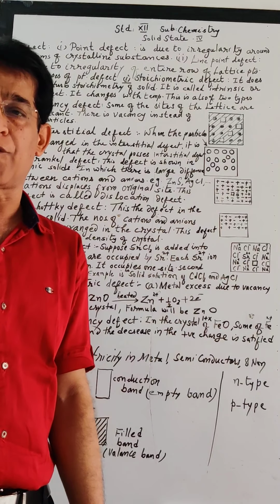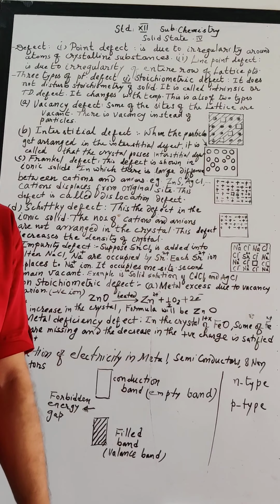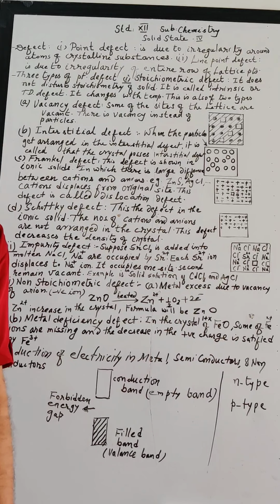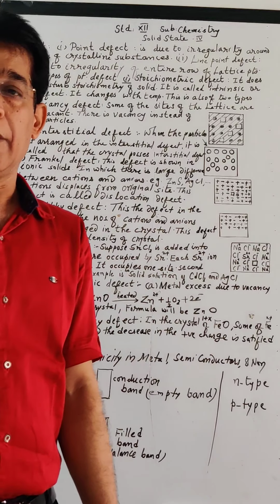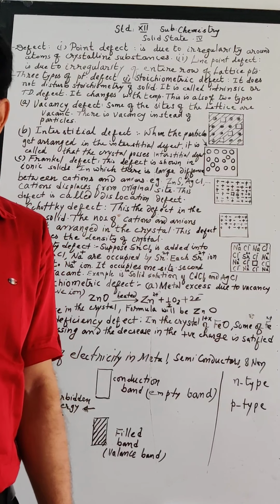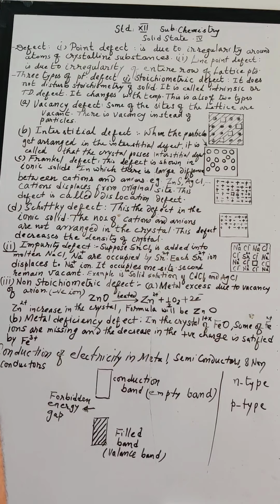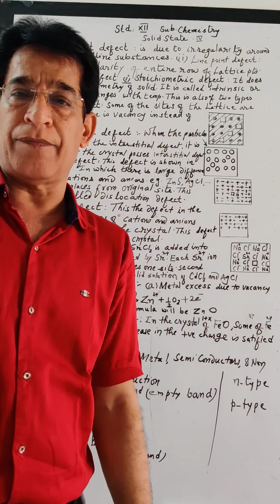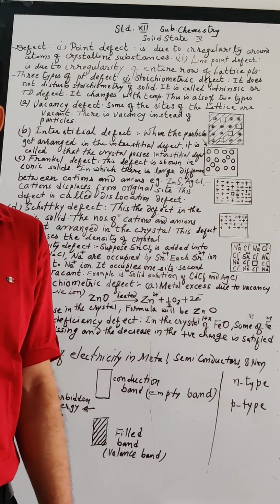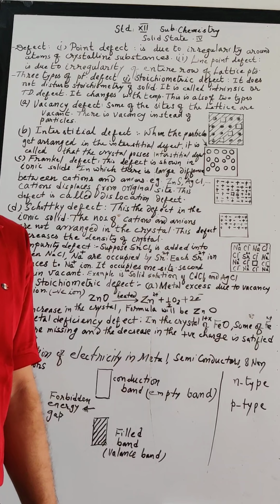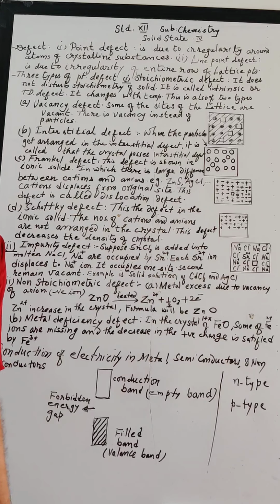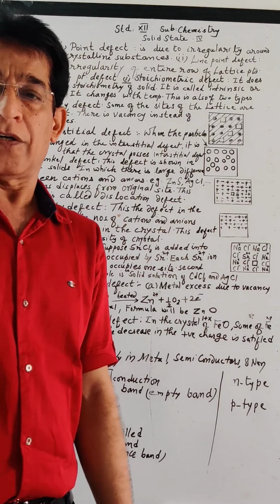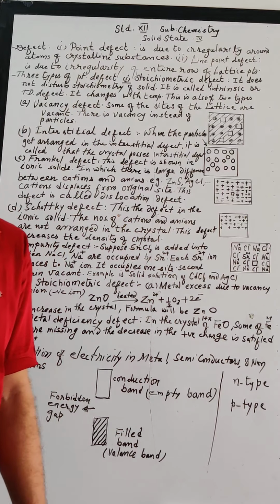There are three types of point defect. One, stoichiometric defect. Second, impurity defect. And third, non-stoichiometric defect. First, stoichiometric defect. It does not disturb the stoichiometry of the solid. It is called intrinsic or thermodynamic defect. It changes with temperature.